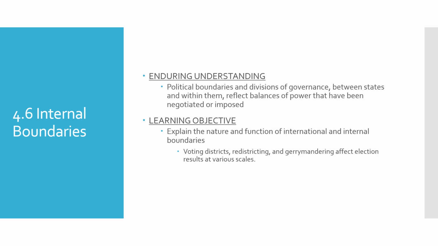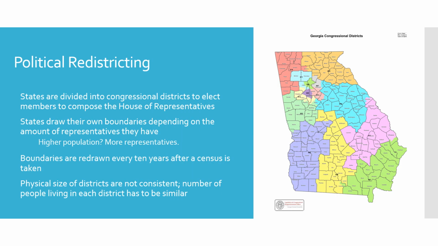Okay, so 4.6, internal boundaries. So how do we create boundaries inside of a country? We're going to look here at one specific example: this political process here in the United States called redistricting and gerrymandering. And we're not going to go really broader than that.